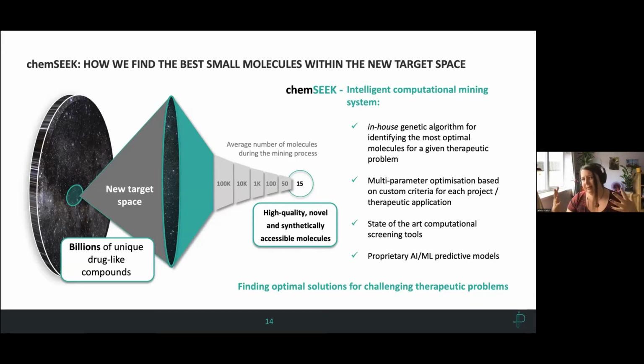And because it's a multi-parameter optimization algorithm, it means that we don't just focus on efficacy, we can focus on a range of properties. And this is also custom defined for any given project that we do. So it means that we're able to really customize the properties of the molecules that we're designing to a particular therapeutic problem as well as to the target.